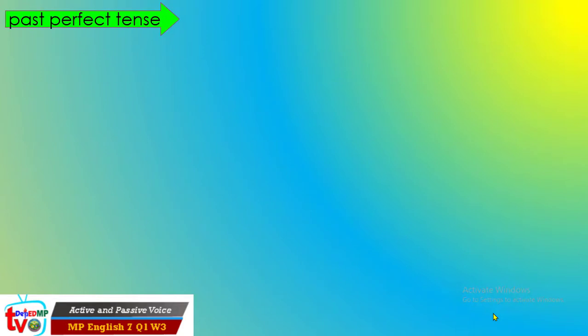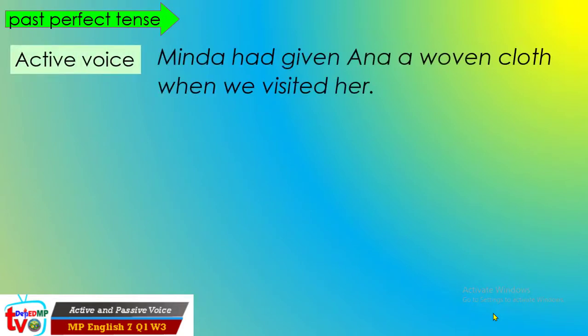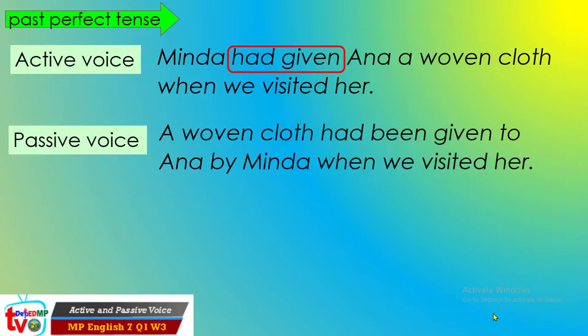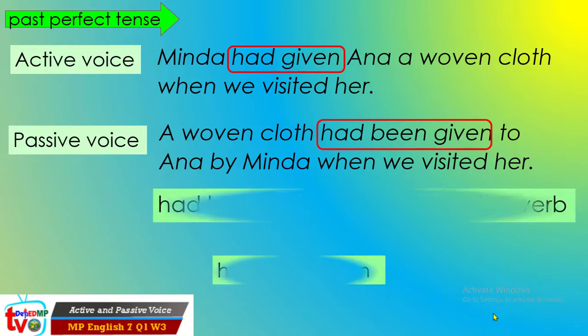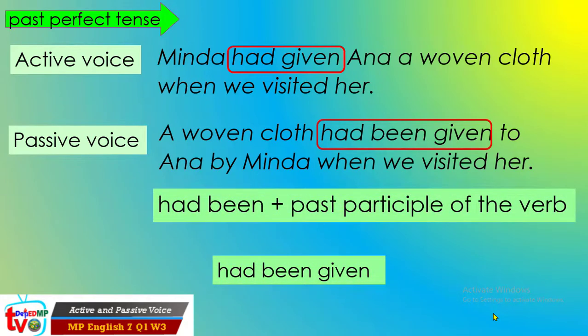Past perfect tense. Active voice. Minda had given Anna a woven cloth when we visited her. The verb in the past perfect tense is had given. Transform this into passive voice. The verb now becomes had been given. This is also the pattern: had been plus the past participle form of the verb.